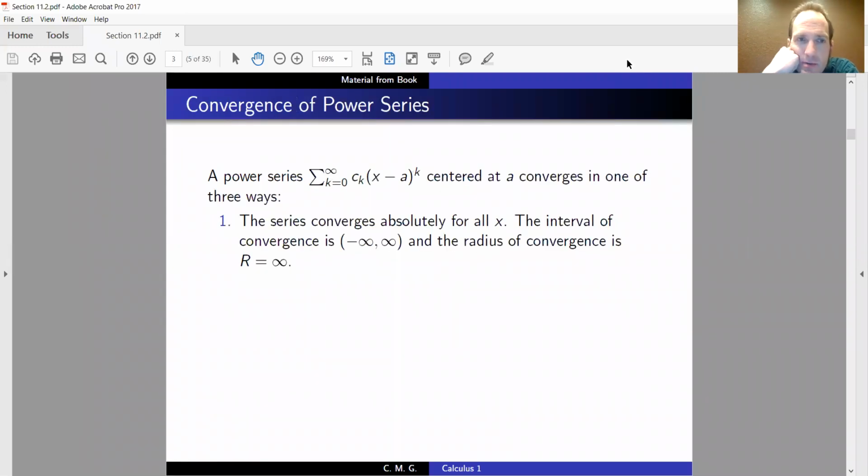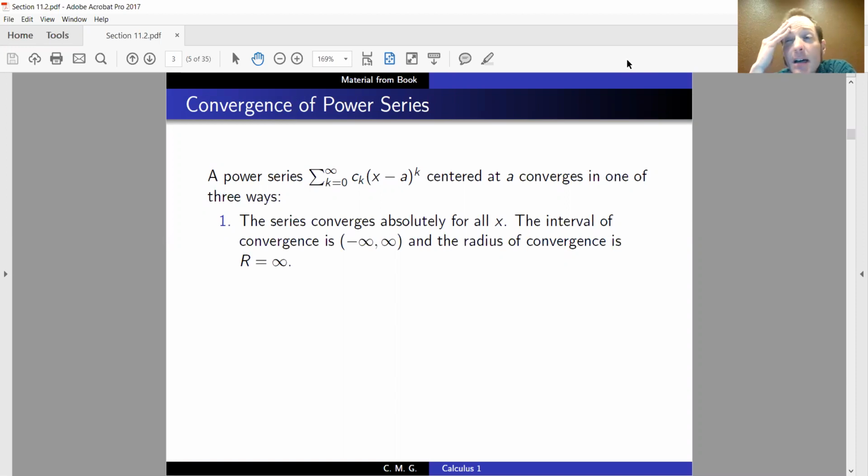All right, so now we can have this convergence, and it converges in one of three ways. The first way is that it's convergent everywhere. So the interval of convergence is minus infinity to infinity, and the radius of convergence is r equals infinity. These functions that converge everywhere are going to have some k factorials in that c sub k. So you're going to see some of that in there.